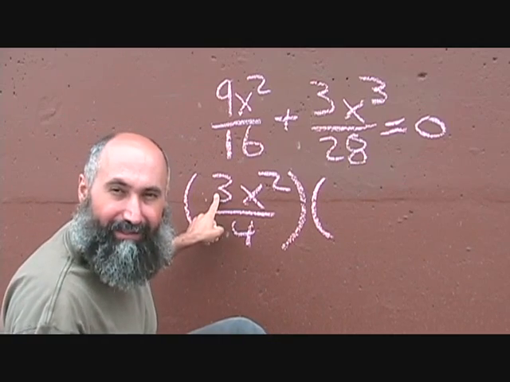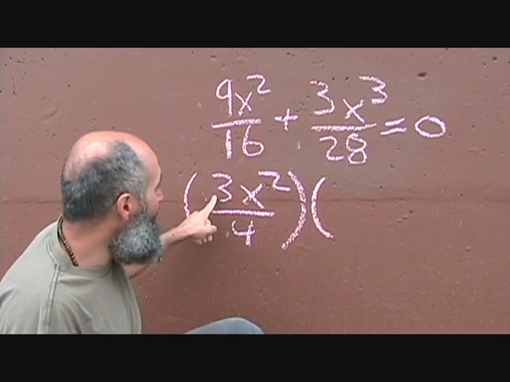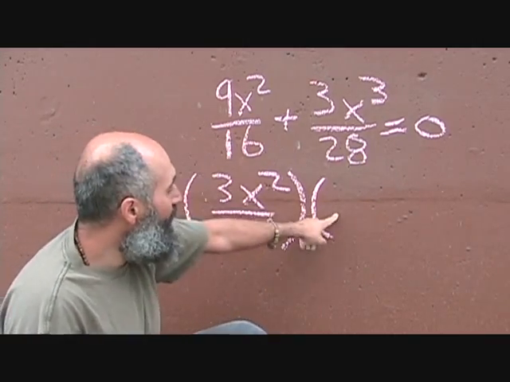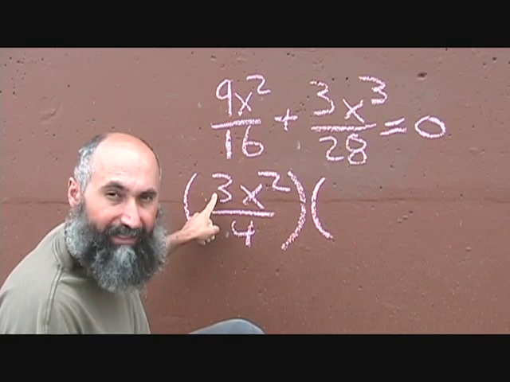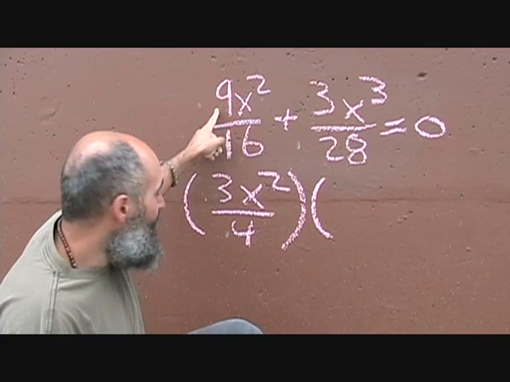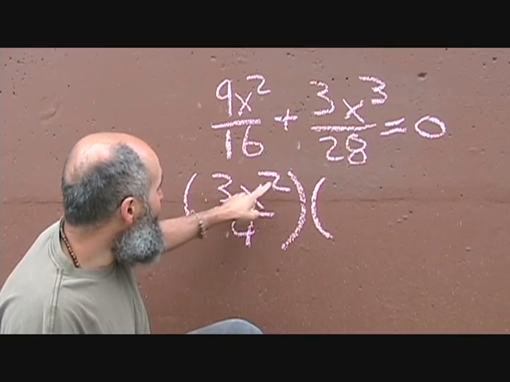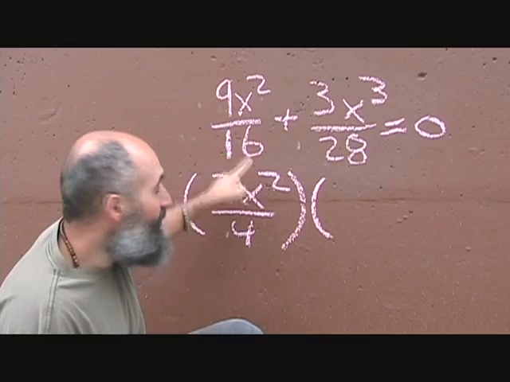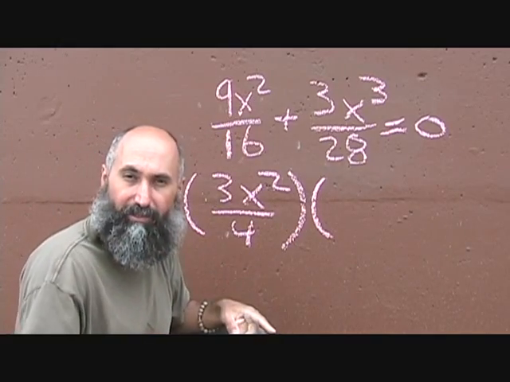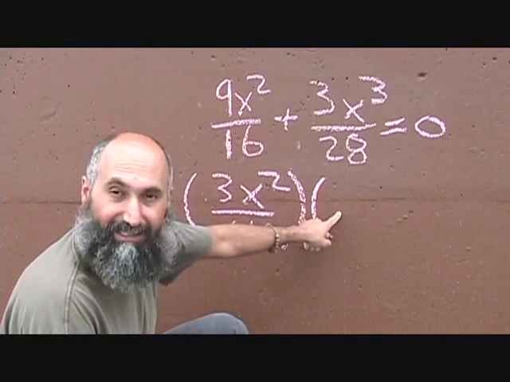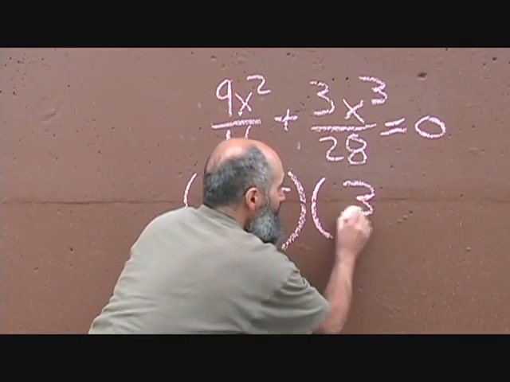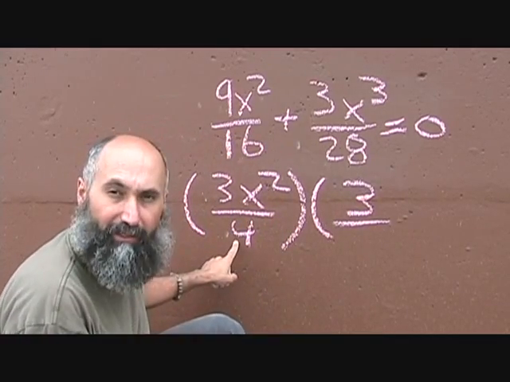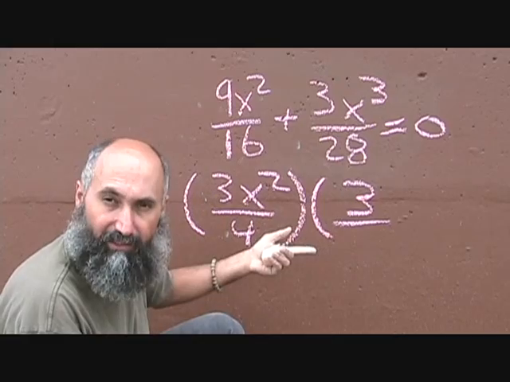Now, the way I think about it is, I always go back to this and ask, what do I need to put here, and what am I going to multiply this by to give me back this? We have 3x squared here, and 9x squared here. What do you multiply 3x squared by to give you 9x squared? That's just 3, because we already have all the x's we need. So there's going to be a 3 going here. With the denominator, what do you multiply 4 by to give you 16? That's just 4.